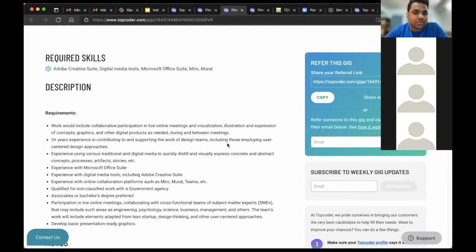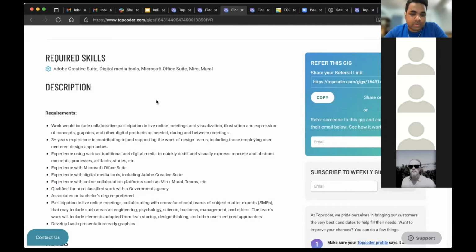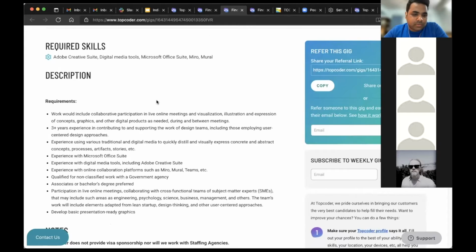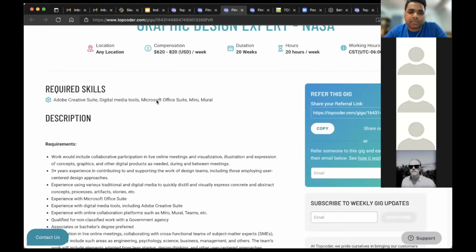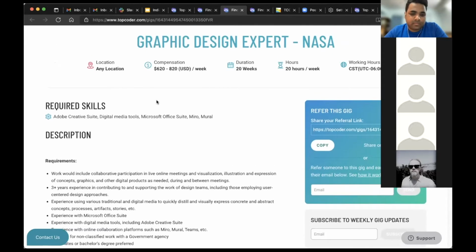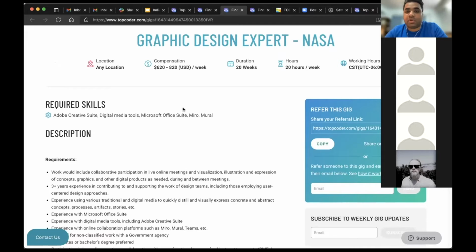You need to be skilled in Adobe Creative Suite, digital media tools, Microsoft Office, Miro, and Mural. If you have these skills, definitely consider applying. It's a pretty welcome change to see a new design gig, and you will actually work for NASA, so that's an added advantage. Definitely consider applying if you are into design.